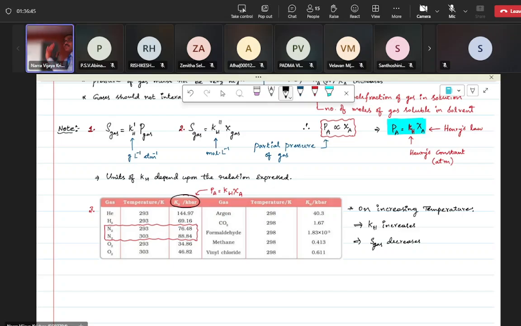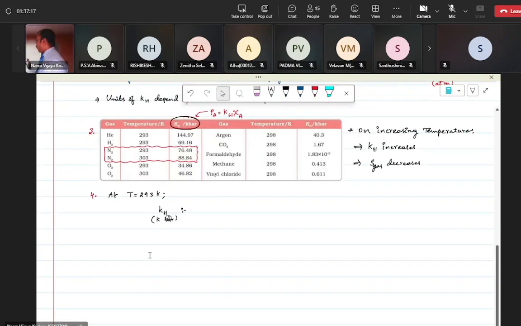Now compare only KH values. Don't compare anything else. I am writing: at temperature equal to 293 Kelvin, I am comparing only KH values which are in kilobar. Which is having the highest KH? Just see the table, nothing else. Only at 293 Kelvin, I don't want the remaining values. Can I take this one, this one, this one? Any other 293? See this also. All these 4 are 293.